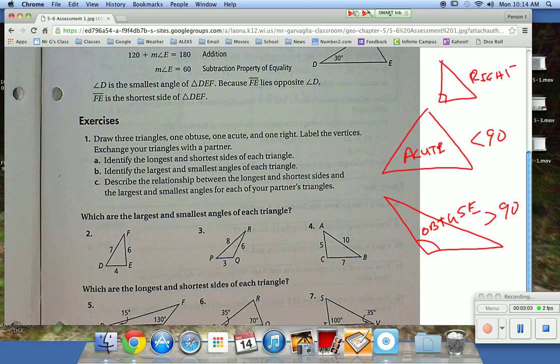So it asks you here, draw 3 triangles, one obtuse, one acute, one right. Label the vertices. Identify the longest and shortest sides of the triangle. So label it A, B, C, and identify, always when you do a triangle, your angles get the capital letters. Opposite that letter is going to be your smaller letters, your lowercase. Notice the B, A, and C. So that's how you label your triangles. You want to be able to find the longest and shortest sides of the triangle, identify the largest and smallest angles, and describe the relationship between the longest and shorter sides and the longer and shorter angles. All right?